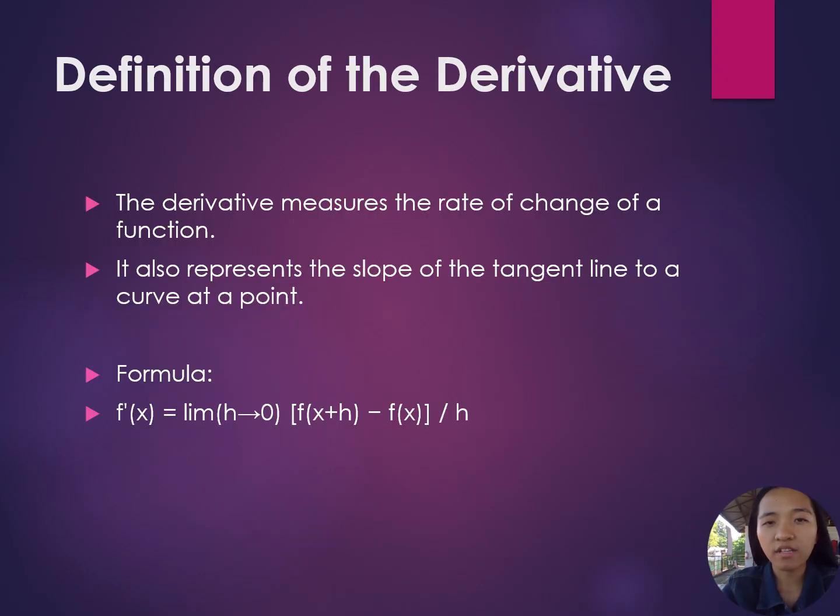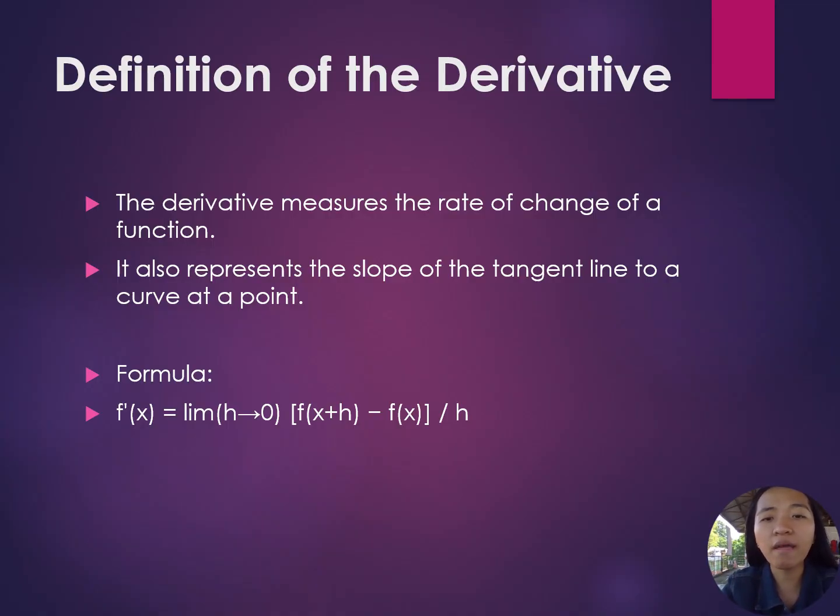So next, what is the derivative? Here is the definition of the derivative according to my research. The derivative measures the rate of change of a function with respect to a variable. It also represents the slope of the tangent line to a curve at a certain point. The formal definition of the derivative is given by this formula.